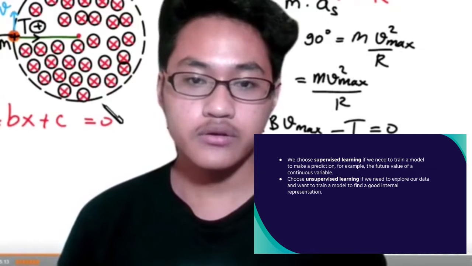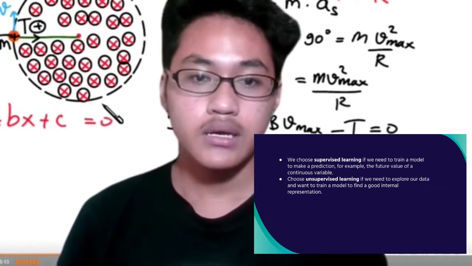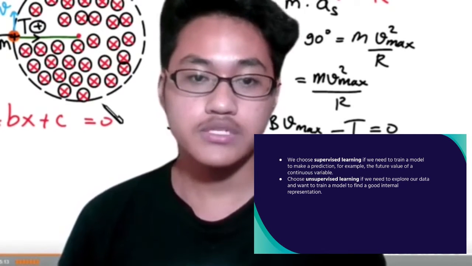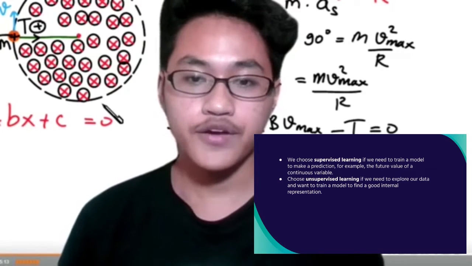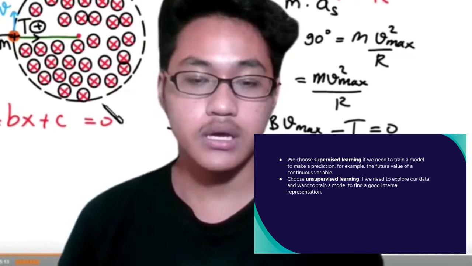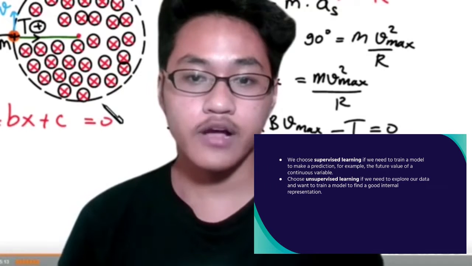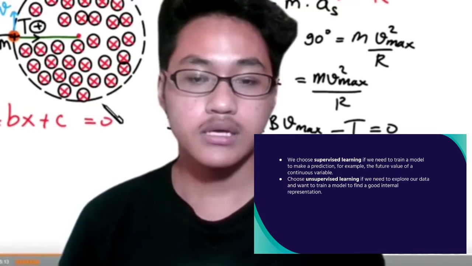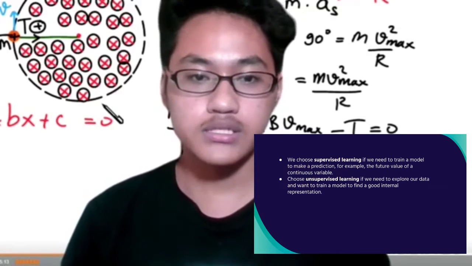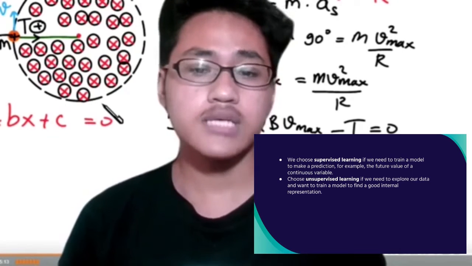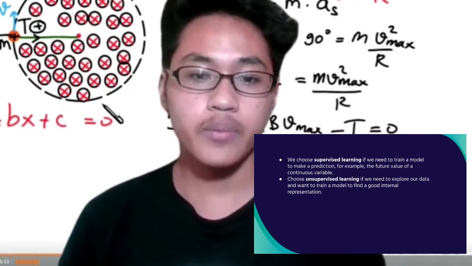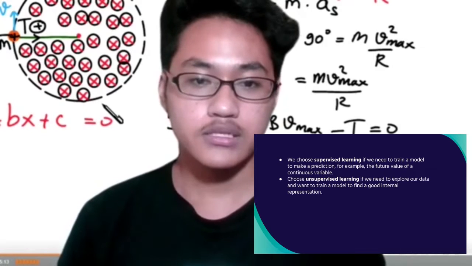What technique we use when we are working with machine learning really depends on our needs. We choose supervised learning if we need to train a model to make a prediction, for example, the future value of a continuous variable, such as temperature or a stock price, or a classification, for example, identifying cars or people from video footage.